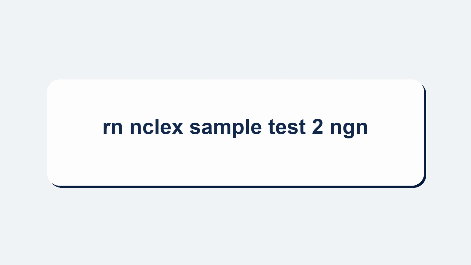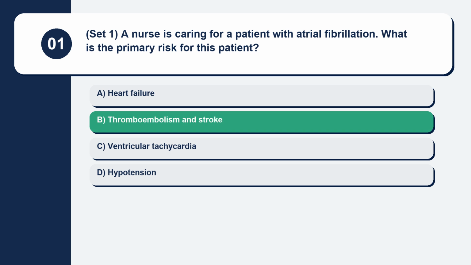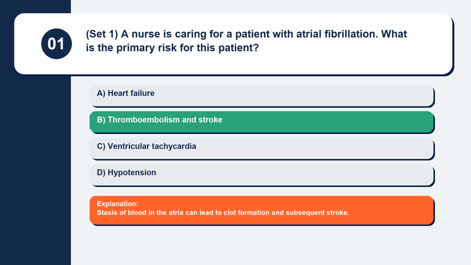NCLEX sample test 2 NGN. Question 1. Set 1. A nurse is caring for a patient with atrial fibrillation. What is the primary risk for this patient? Heart failure, thromboembolism and stroke, ventricular tachycardia, hypotension. Stasis of blood in the atria can lead to clot formation and subsequent stroke.